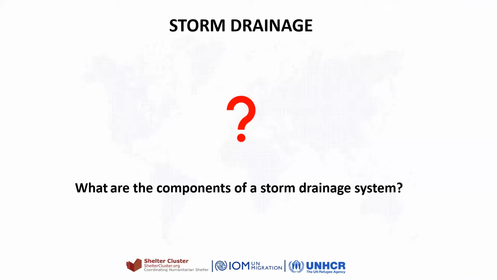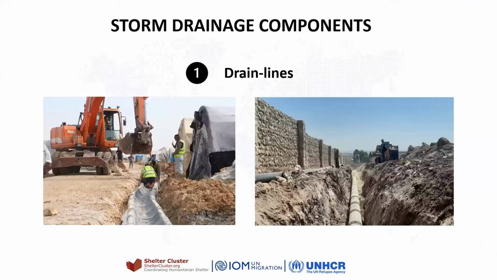Now, a definition of the main components of the storm drainage system. First of all, the drain lines. There are a lot of discussions and debates about open drain lines or closed drain lines. Some of our colleagues prefer the closed ones, and other colleagues prefer the open drain lines. And of course, there are advantages and disadvantages for each one of them.